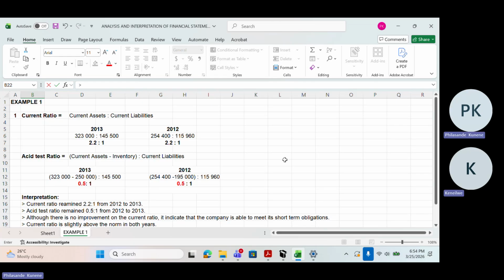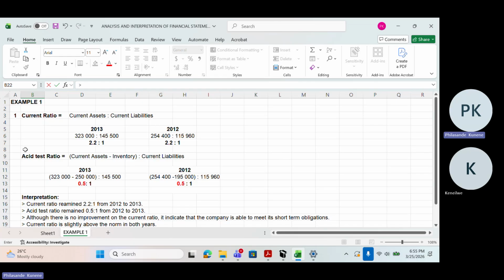Overall, it's a good liquidity position, but we need to be able to pay our short-term debts without inventory. That's very good, Kenelo.